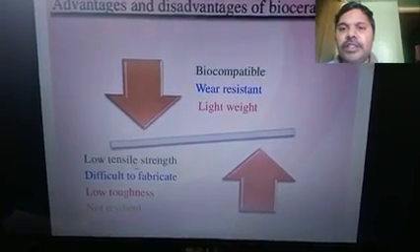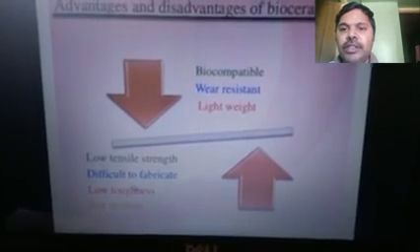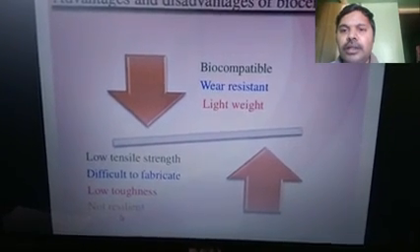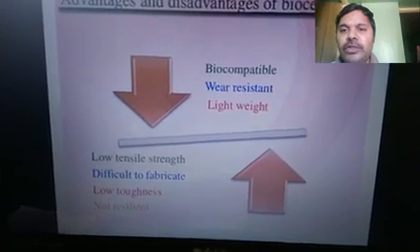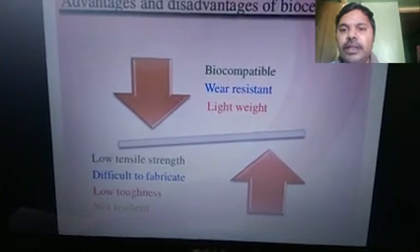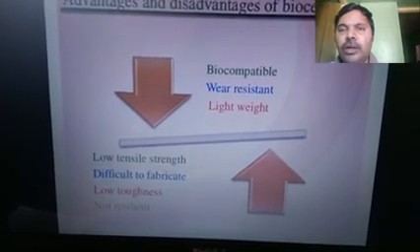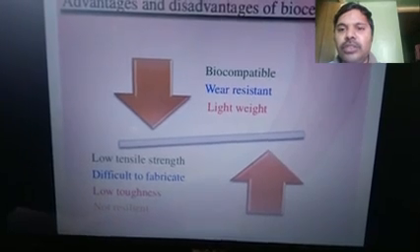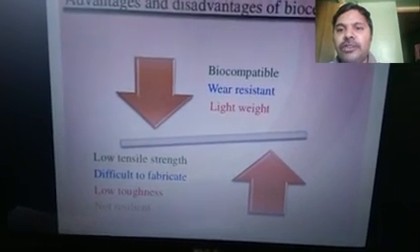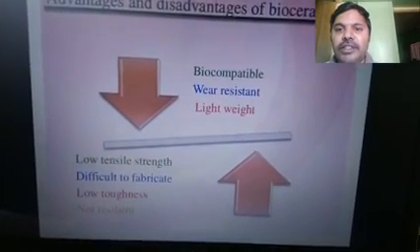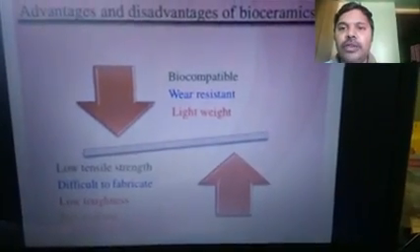Here you can see the disadvantages: low tensile strength, difficult to fabricate, low toughness, and not resilient. So what is resilient here? Resilient is nothing but it's like Young's modulus. Suppose you are giving a strain to the material, it will absorb a stress, so it will get deformed. Suppose you remove the strain, automatically the material compacts to its original shape. That is called resilient. How the material behaves to the stress and how it regains its original shape, that is called resilient. So toughness, difficult to fabricate, low tensile strength. So these are all the disadvantages.